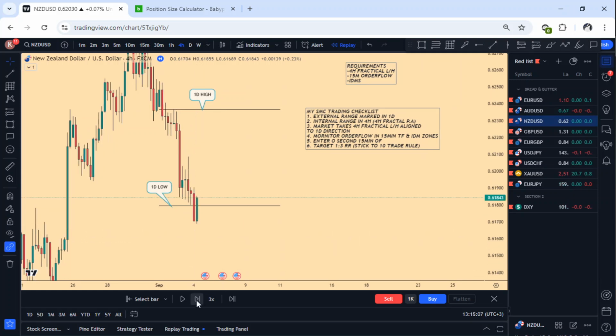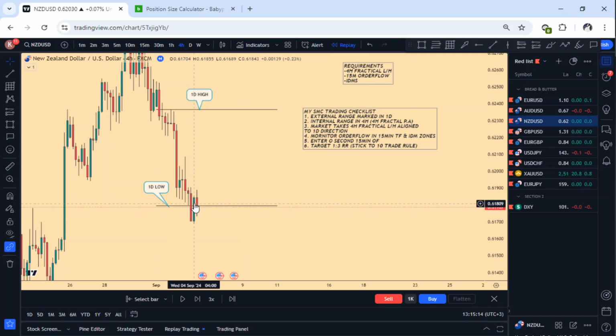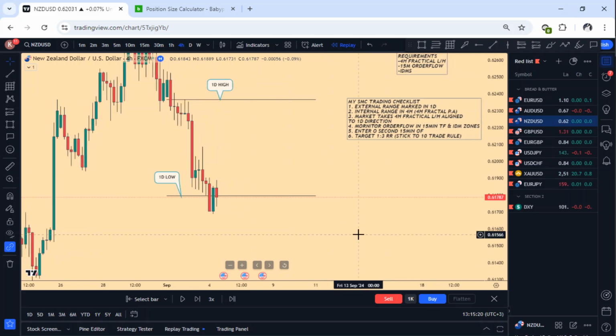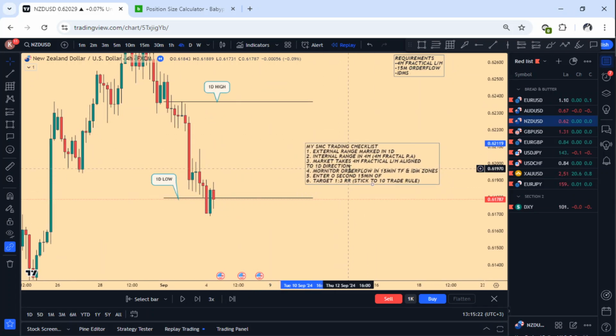Then it pushed down. What is this time? This time is 4 a.m., we are still asleep in my local time, and then this becomes 8 when we are about to see London open.